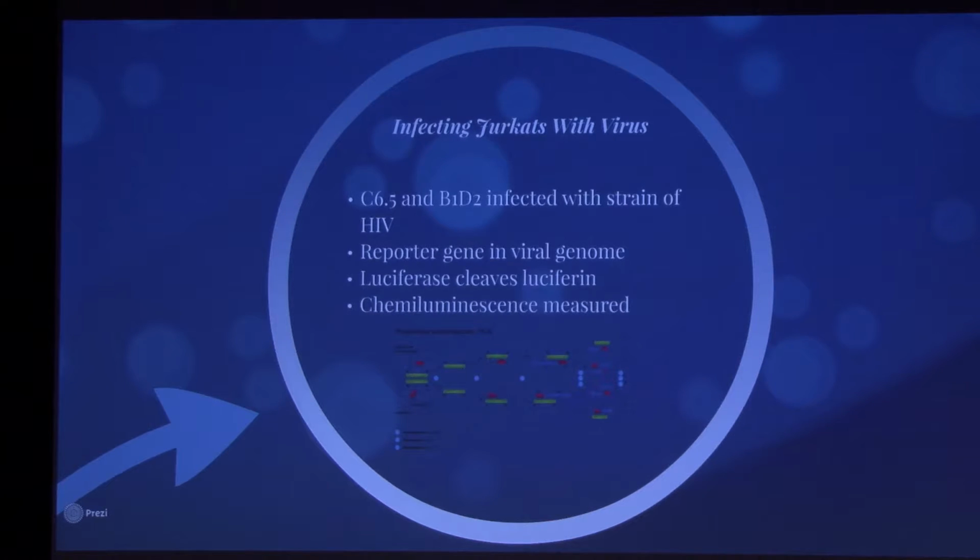And in order to measure how many cells actually had viral DNA in them, we used a technique known as PCR, which basically just amplifies the amount of DNA and, in our case, also produced chemiluminescence that we measured. So we could tell how much DNA there was by how much light was being produced in this process.